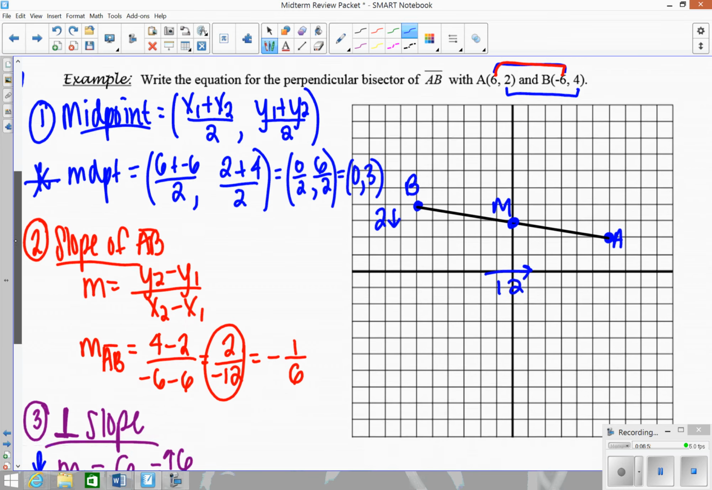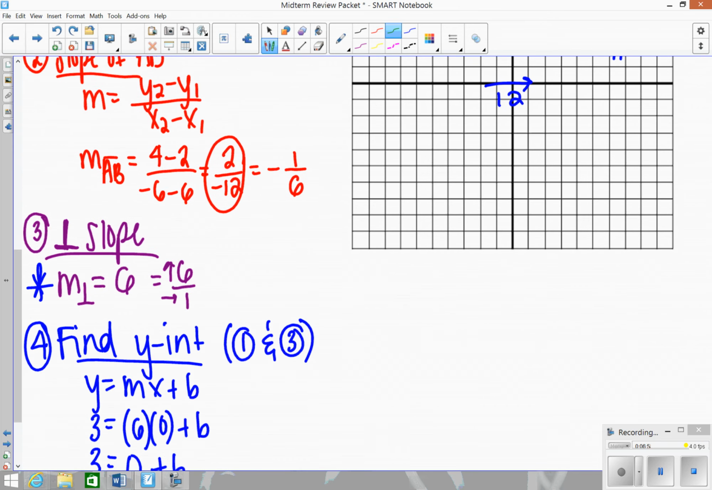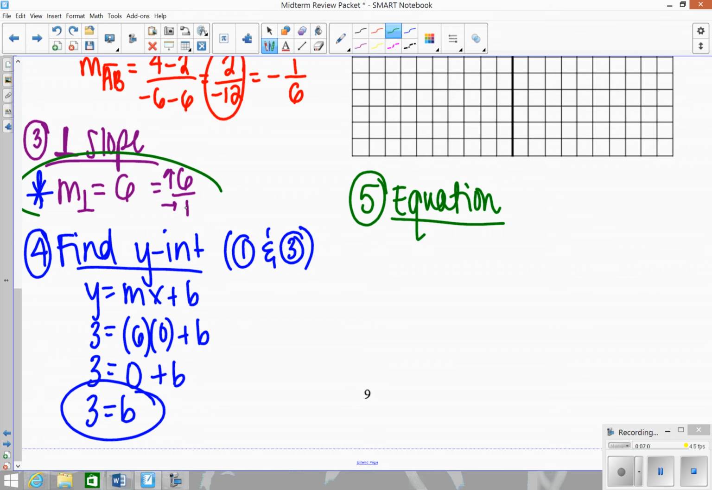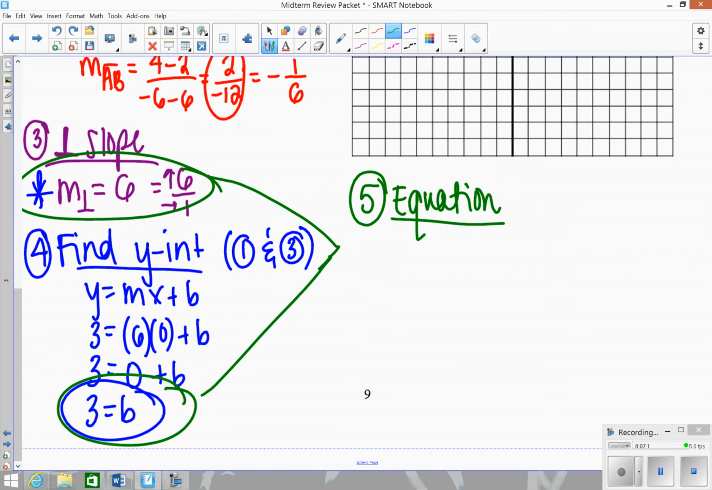So my last step here is to just write the equation. So to write the equation of the perpendicular bisector, you're using the perpendicular slope, because it's the perpendicular bisector, and the y-intercept that you found, which forces your perpendicular bisector to go through your midpoint, because I really plugged in my midpoint to find this y-intercept. So now when I write my equation, it's y equals 6x plus the y-intercept.